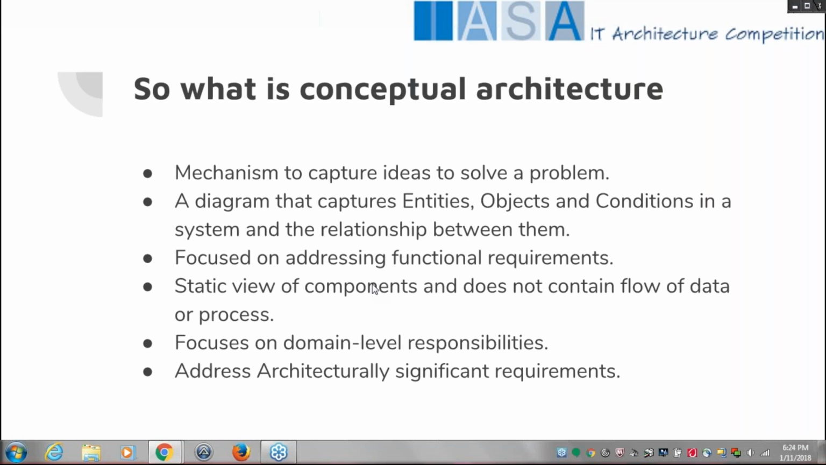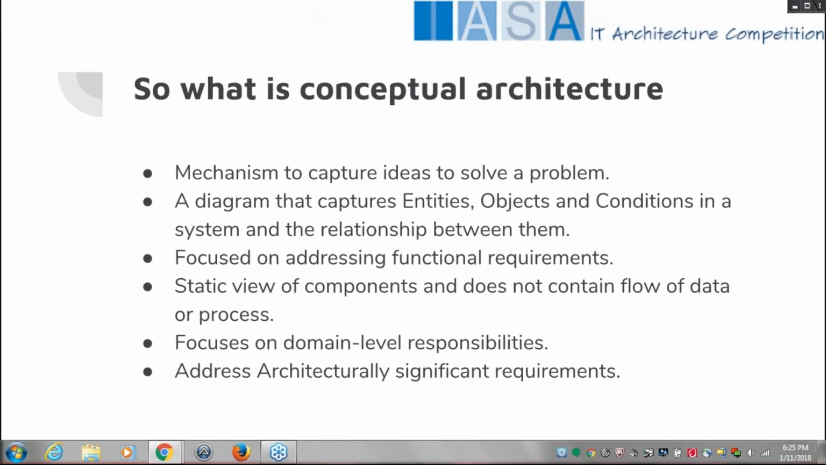The whole idea of doing the conceptual architecture is to figure out how you are going to solve the functional problem. It's not about how this is going to work end to end. So you don't think about the data flow or the process at this point. All you're thinking about is, if I have to solve this particular problem, what are the different things that this system is going to interact with? What is the information that the system is going to need to be able to solve this? It's not about the flow yet.